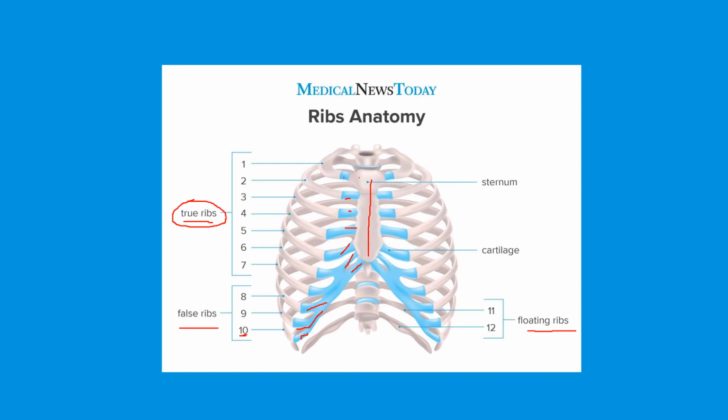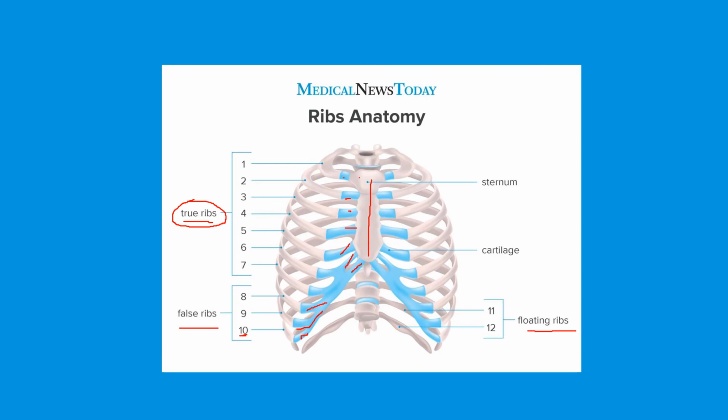So these false ribs are not directly attaching to the sternum, they are attaching with the help of costal cartilage, and these costal cartilages are from the above ribs, meaning they are coming from the above ribs and then attaching to the 8th, 9th and 10th pairs, the pairs of the false ribs, and help in the attachment of these false ribs to the sternum.